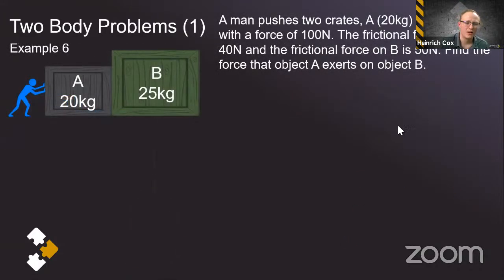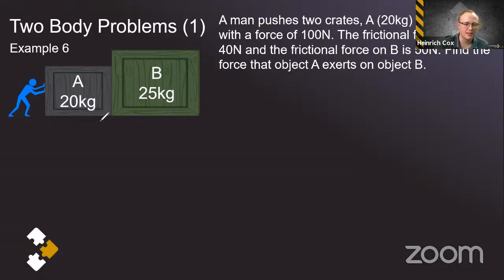Okay, so here's an example. A man pushes two crates, a 20-kilogram crate and a 25-kilogram crate, both of them with a force of 100 newtons. The frictional force on A is 40 newtons and the frictional force on B is 50 newtons. Find the force that object A exerts on object B.